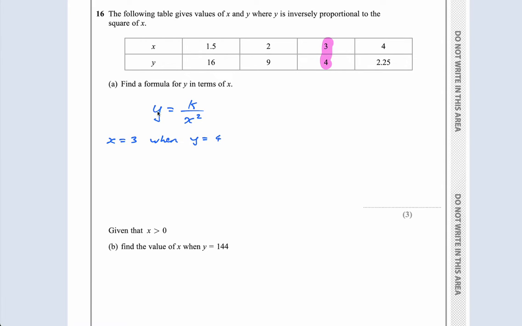So I'm going to sub in 4 for y. 4 equals, I'm going to sub in 3 for x, k over 3 squared. That means 4 equals k over 9, because 3 squared is 9. And finally, k equals 36. Once I have k, I have my formula. The formula is y equals k over x squared, but I have k is 36, so y equals 36 over x squared. Done. Given that x is greater than 0, find the value of x when y is 144.